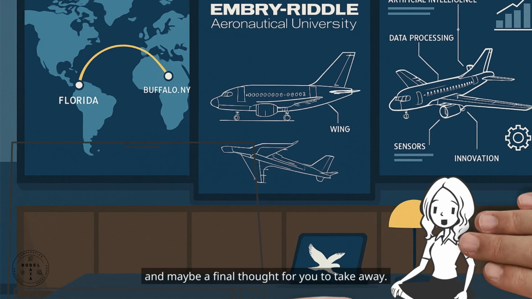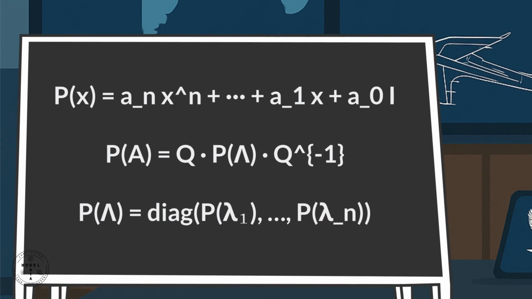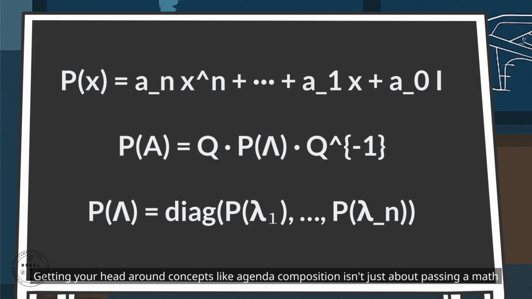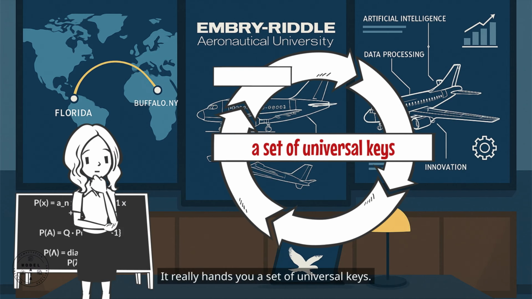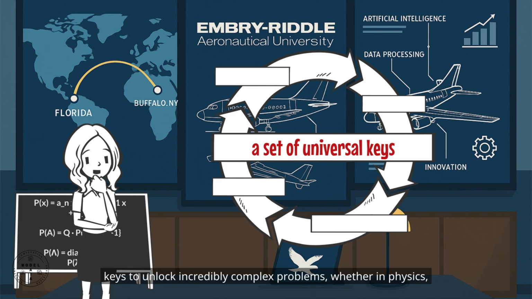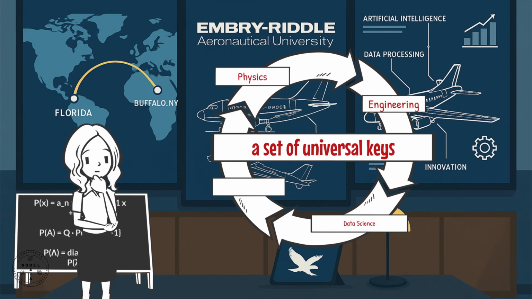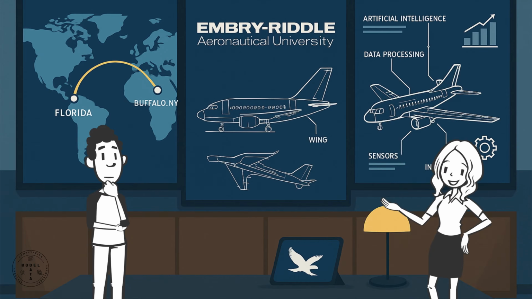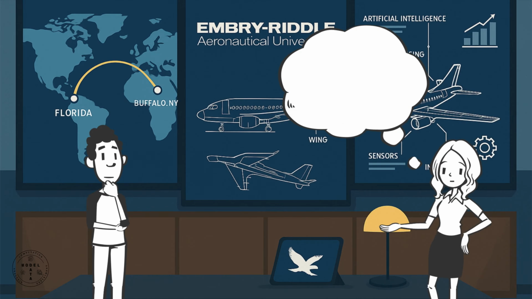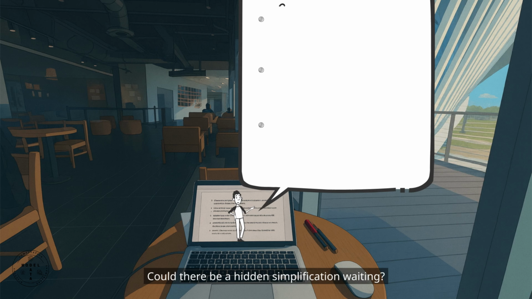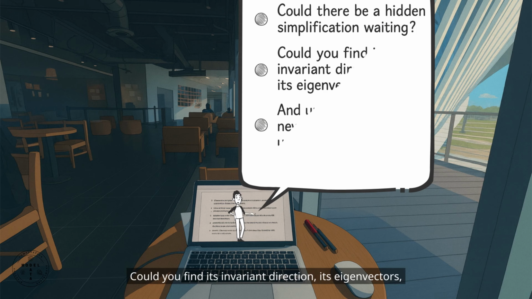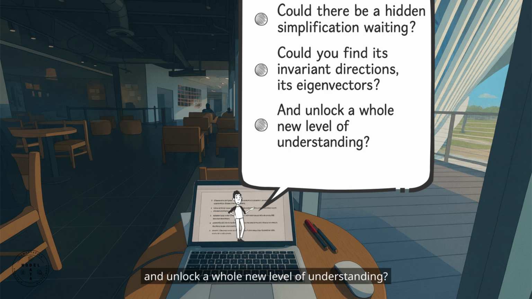Absolutely. And maybe a final thought for you to take away. Getting your head around concepts like eigen decomposition isn't just about passing a math course. It really hands you a set of universal keys, keys to unlock incredibly complex problems, whether in physics, engineering, data science, even biology. So think about it: what really complex system are you working on or studying? Could there be a hidden simplification waiting? Could you find its invariant directions, its eigenvectors, and unlock a whole new level of understanding? Go look for them.